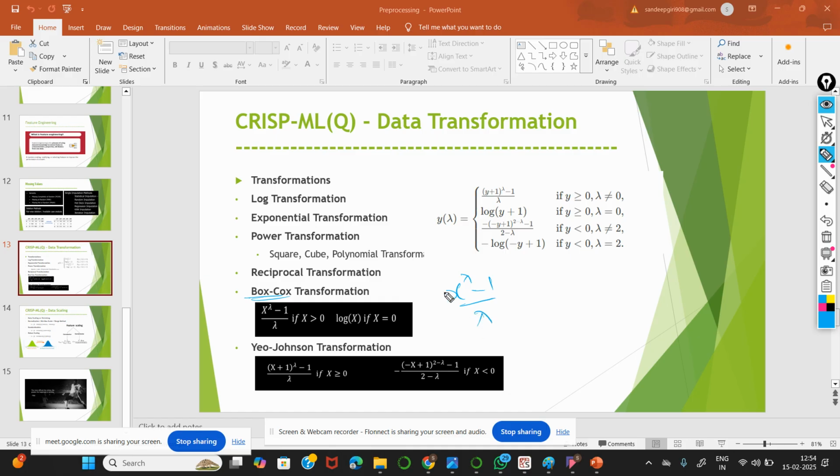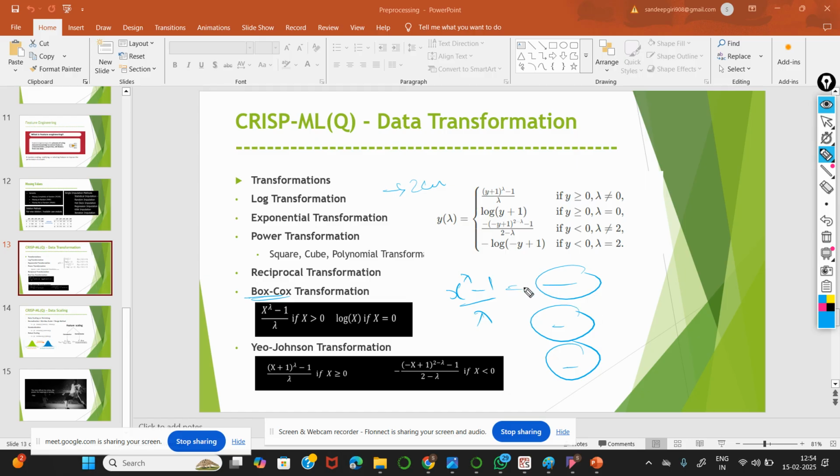Once you get the lambda value, take each x value. For example, your first x value is 20,000, your second x value is something, your third x value is something. Take those x values, put them into x to the power lambda minus 1 divided by lambda. You would be getting some output. Keep on getting this output, and these are going to become your new column.